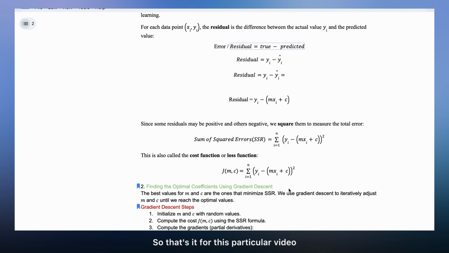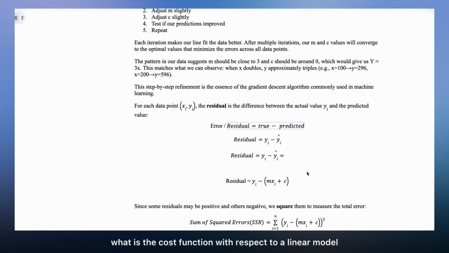So that's it for this particular video. I hope you were able to understand what the cost function is with respect to a linear model.